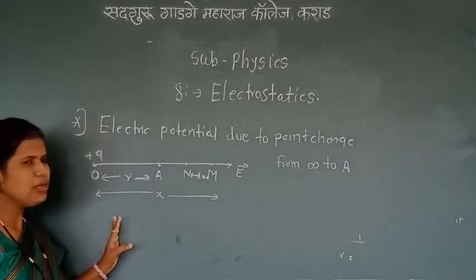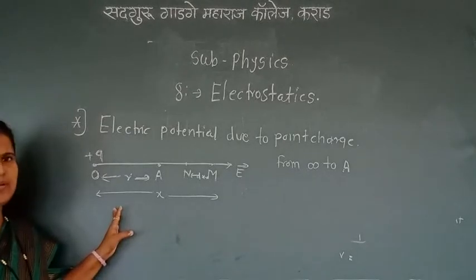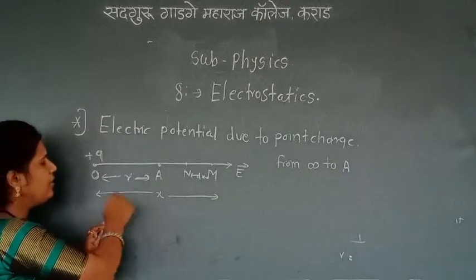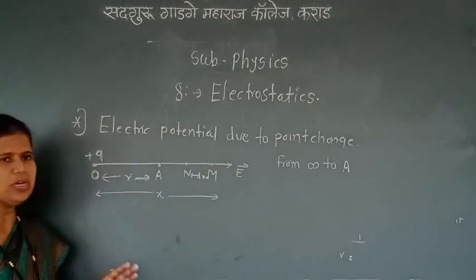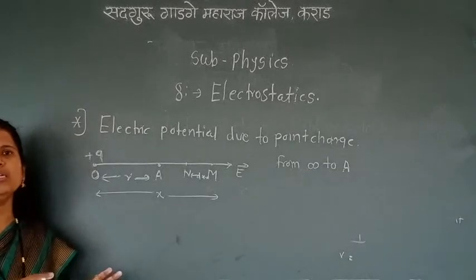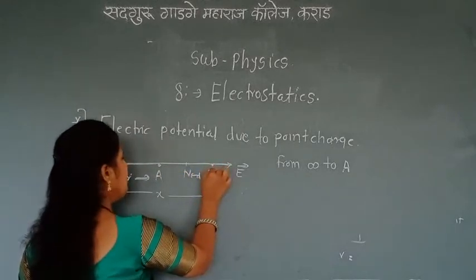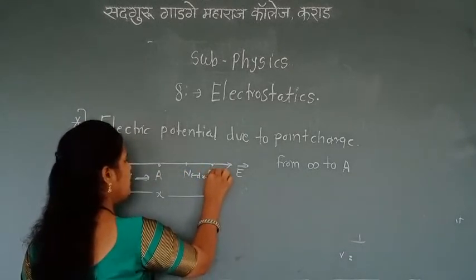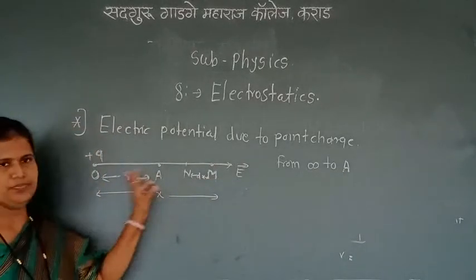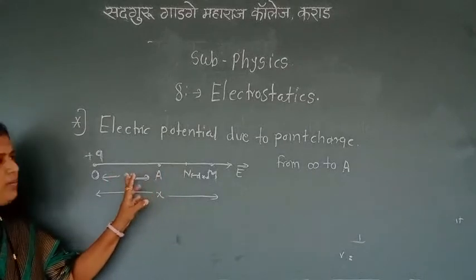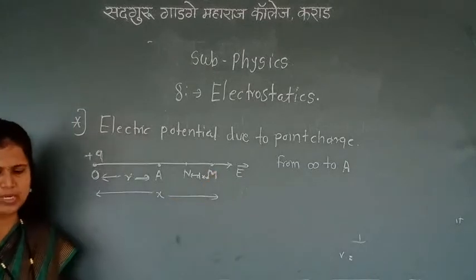But this work done is independent of the actual path. The path can be a straight line, or like this, from infinity. There is no problem, because the amount of work done is independent of the actual path taken. Therefore, here M is the intermediate point along the path OM, one more point that we have taken.